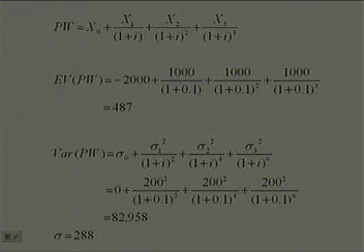So what we are going to do is calculate the expected value of present worth. Using the formula you can find that the expected value comes out to be 487 rupees. And if you calculate the variance, it comes to be 82,958. Don't worry if you are not able to see the slide, I will be sending it to you today itself. So the sigma value is 288.